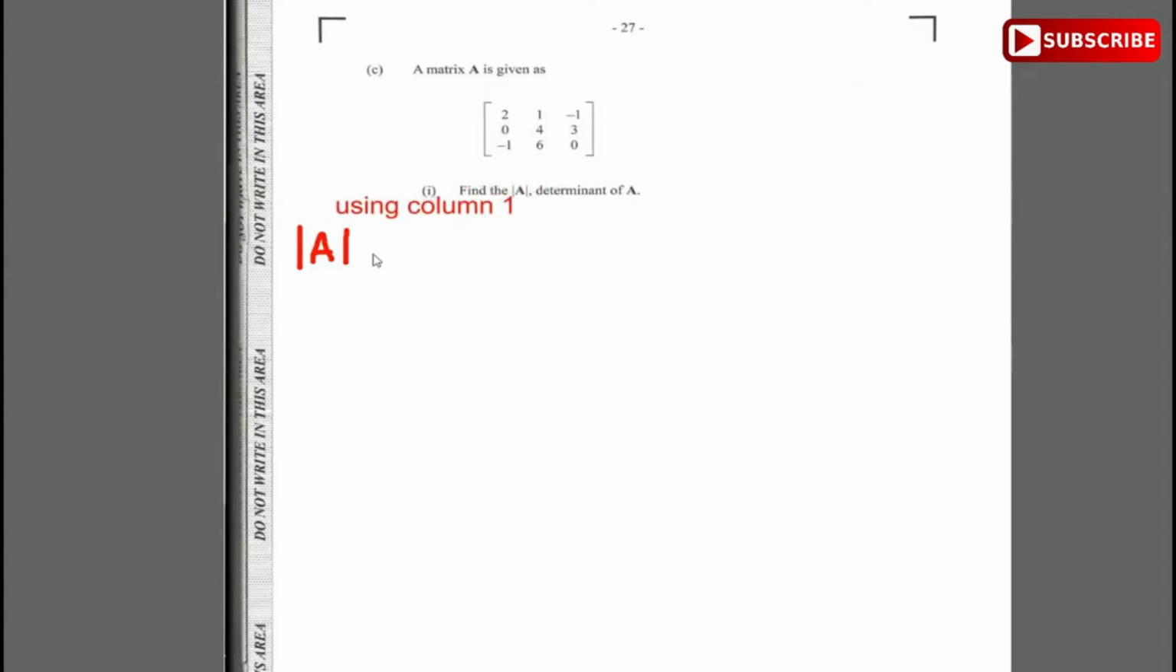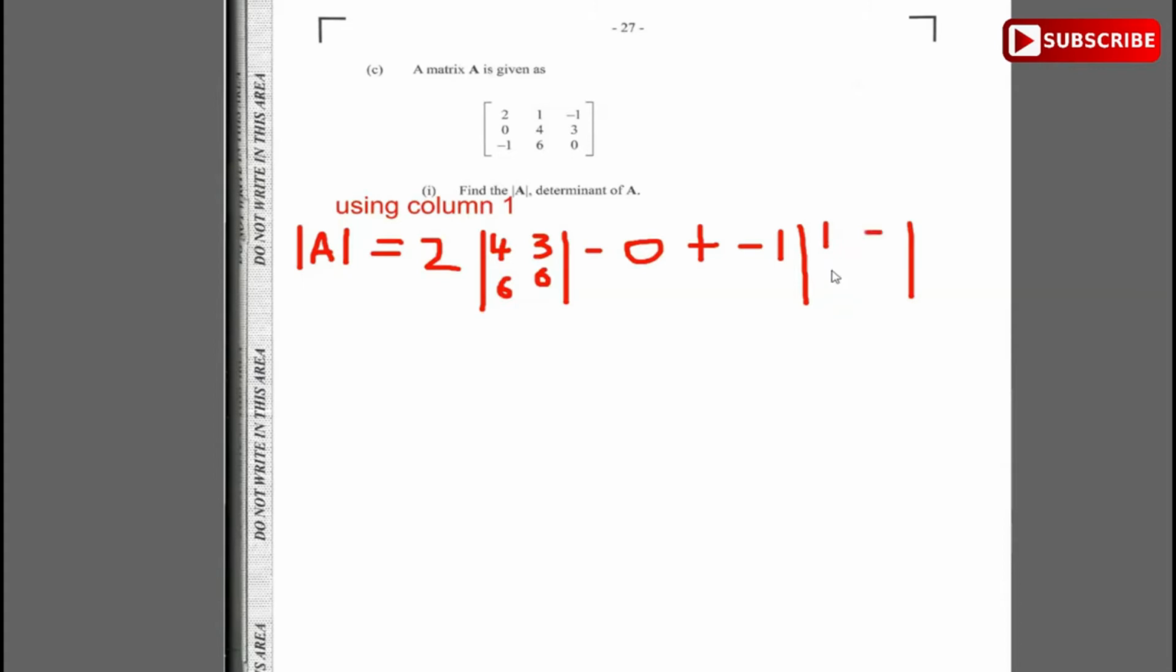Then the determinant of A will be 2 times the determinant of, if I cross out this here, it will be 4, 3, 6, 0, minus 0, plus minus 1 times the determinant of, if I were to cross this out, it would be 1, minus 1, 4, 3. That's the determinant of A.